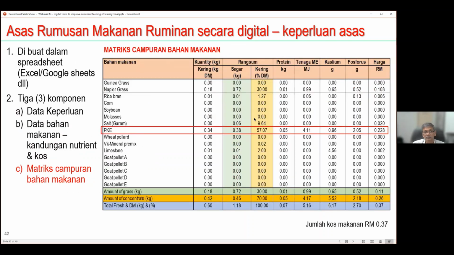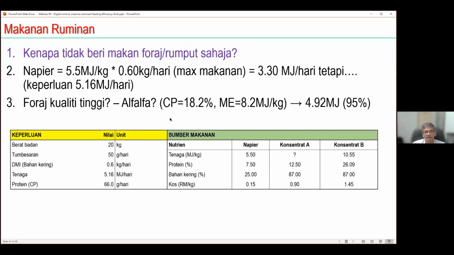So kita banding dengan luar negara, dia orang ada alfalfa. Alfalfa is one of the very high quality forage. Energy very high, protein very high. Kalau dia bagi kambing makan alfalfa, almost 95% of energy can be supplied by the forage. So you only require about small percentage of concentrate. So that is a problem. Kita kena bagi concentrate sebab kita punya forage cannot meet the requirement of the animal sebab kualiti dia tinggi.